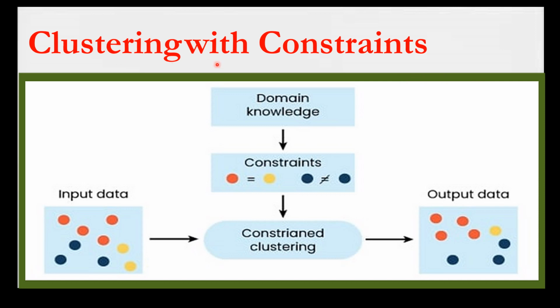Then we have clustering with constraints. This allows you to incorporate additional information or prior knowledge into the clustering process, and this can be achieved by incorporating constraints like cluster cardinality, cluster proximity or cluster dissimilarity. It can be useful when you have prior knowledge about the structure of your data.